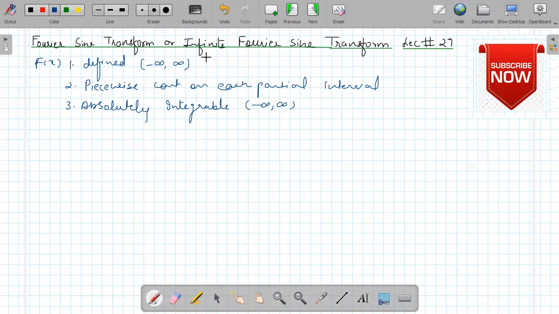Then the infinite Fourier sine transform of the function f(x) is defined as follows. Fs of f(x) is the notation that means infinite Fourier sine transform, and it is denoted by Fs(p). The Fourier sine transform of any function f(x) is denoted by Fs(p) and defined as the integral from 0 to infinity of f(x) sine of px dx.